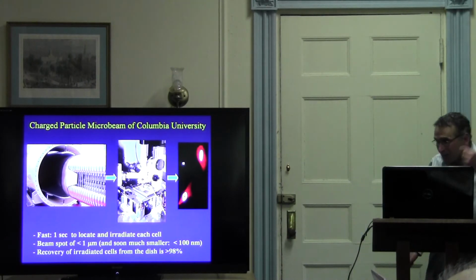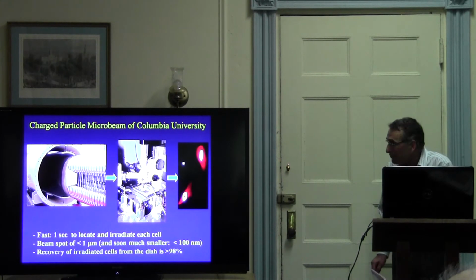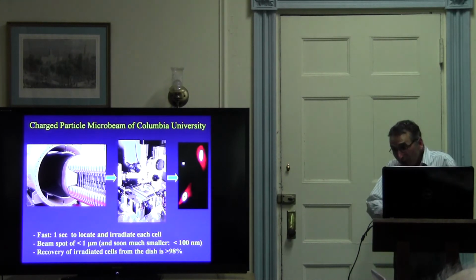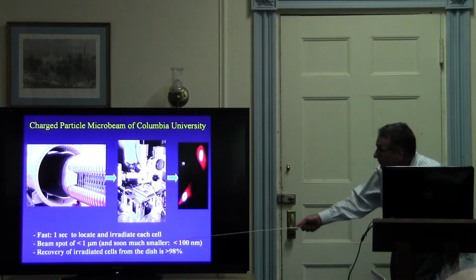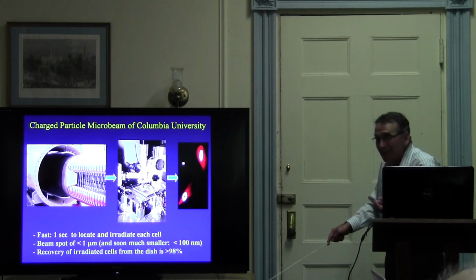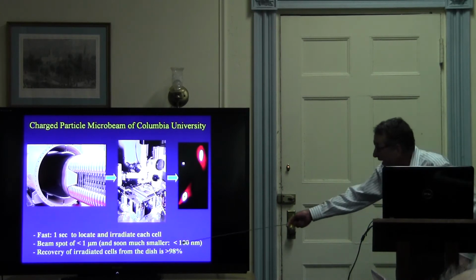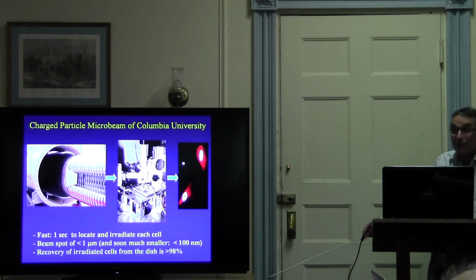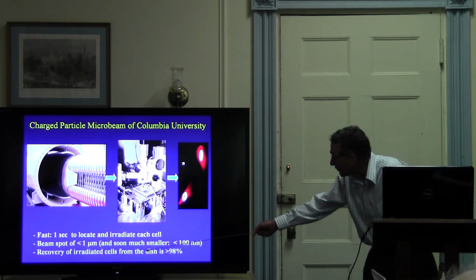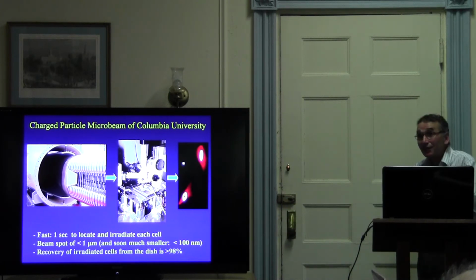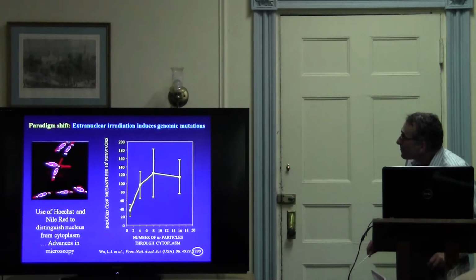And like Charles also mentioned, it's very important that we can have a tissue culture system developed whereby we recover the cells that have been exposed to the radiation, whether through the cytoplasm or the nucleus. By using the tissue culture strategies that have been developed right here, we can recover over 98% of the cells from the dish to study, in this case, whole population studies.